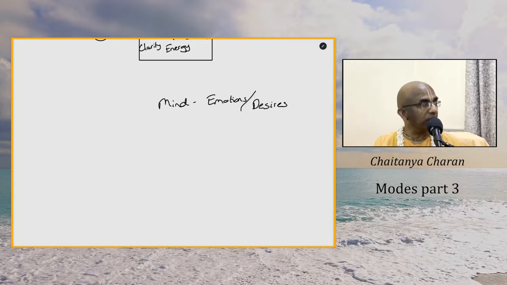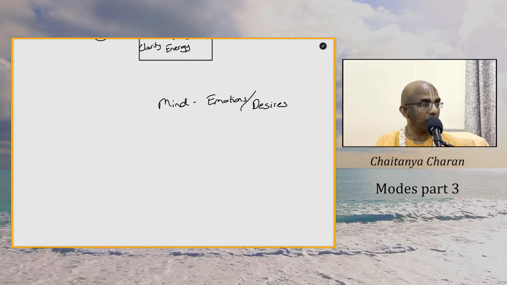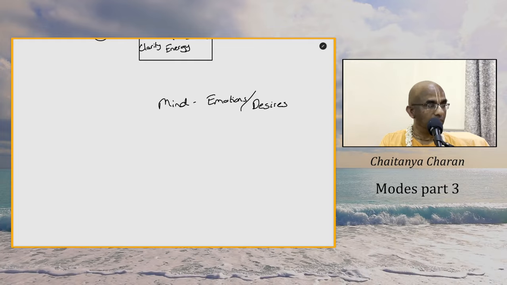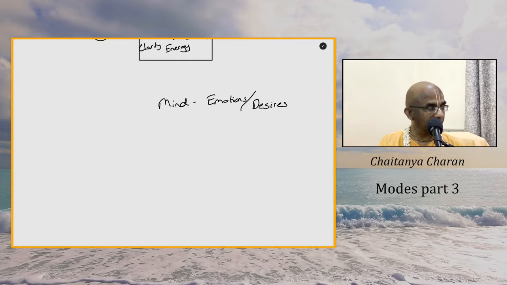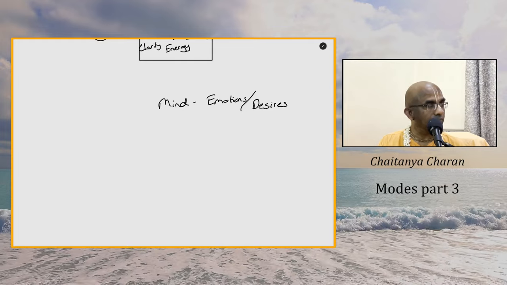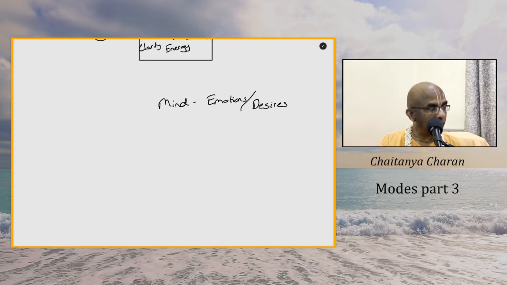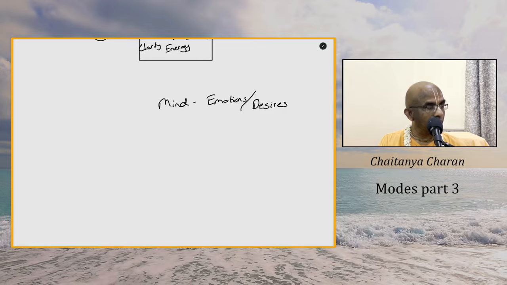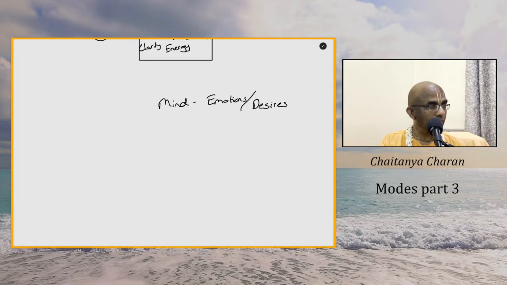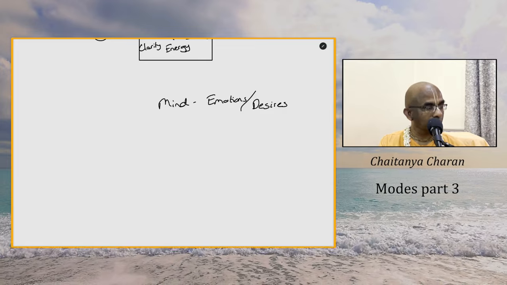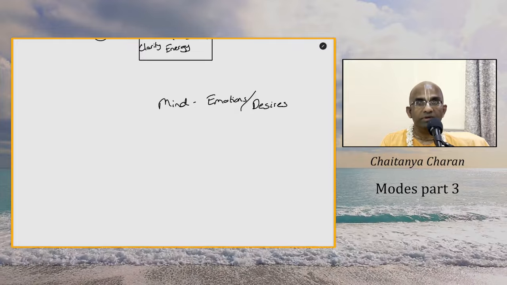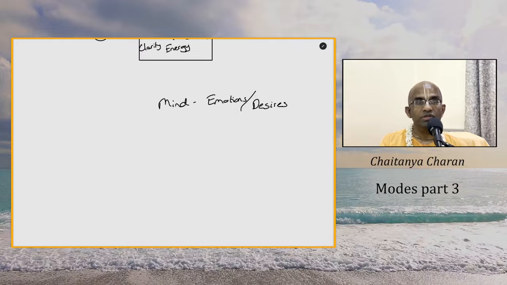Are emotions and desires the same thing, or are they different? Different? Because desires are things which we think of achieving in future. And emotions are reactions to some events, reactions to some action. That's quite precise.